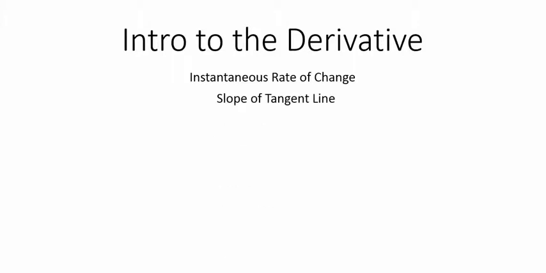In this video, I'll give an introduction to derivatives. And specifically, I want to focus on two aspects of the derivative. First, derivative as an instantaneous rate of change. And second, derivative as a slope of a line tangent to a curve at a particular point. And these are really two aspects of the same thing, but approached from different perspectives.